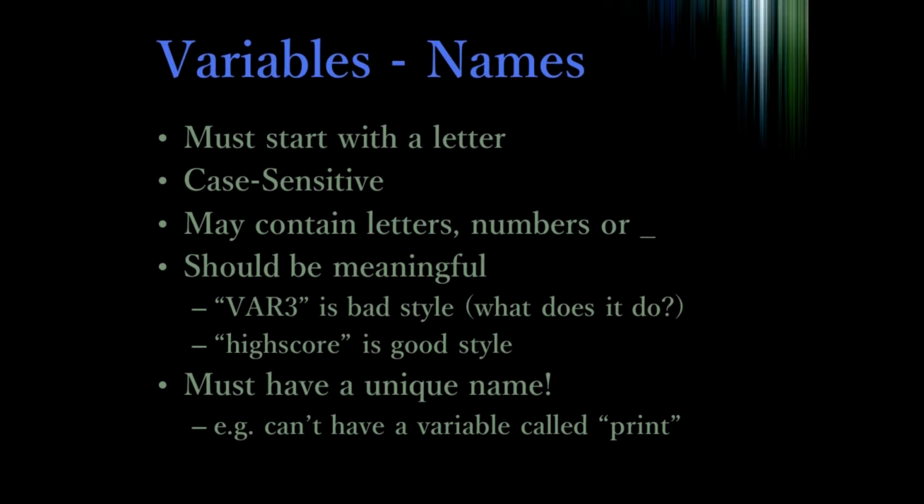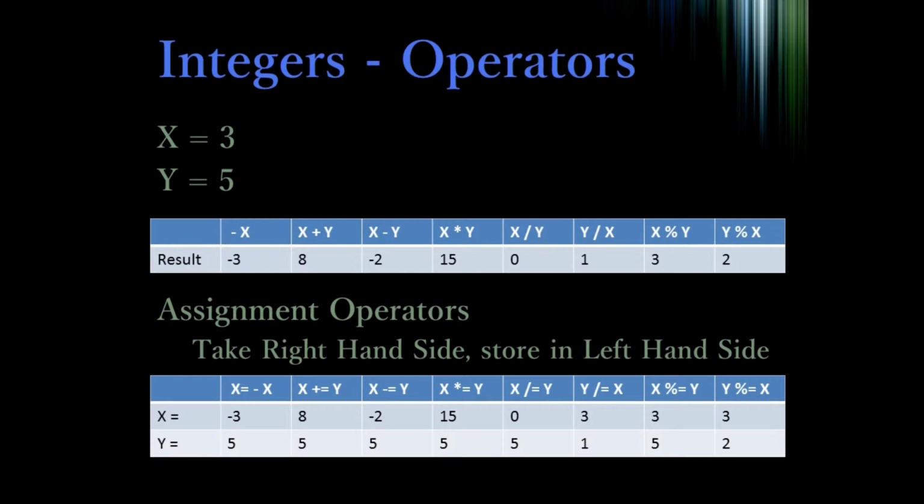For example, if you had a program and you had a variable called var3, it's not really clear what that means or what that variable represents. But a variable called high score has a good name. You can read that and instantly know this variable must represent some high score in a video game or something like that. No matter what name you pick, the name has to be unique, so there can be no other variables or functions that have that same name. For example, you can't name a variable print because print is a special keyword that you use to print messages to the screen. So we know how to declare a variable and assign it a value.